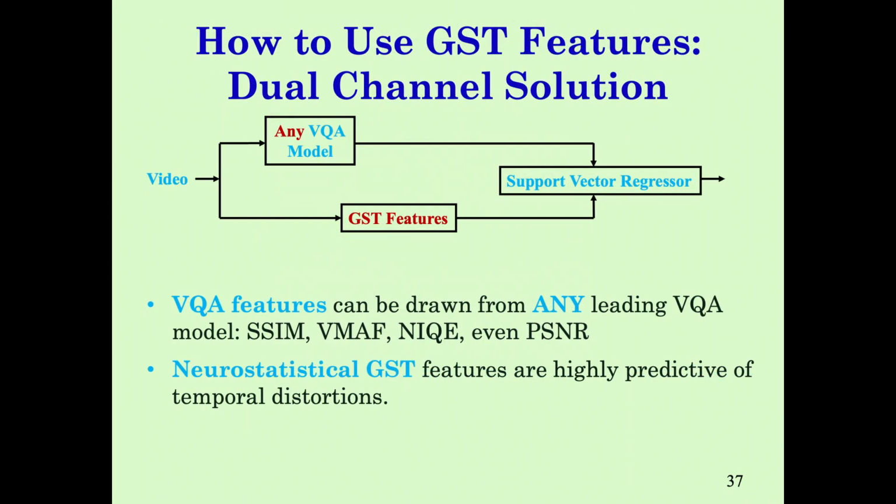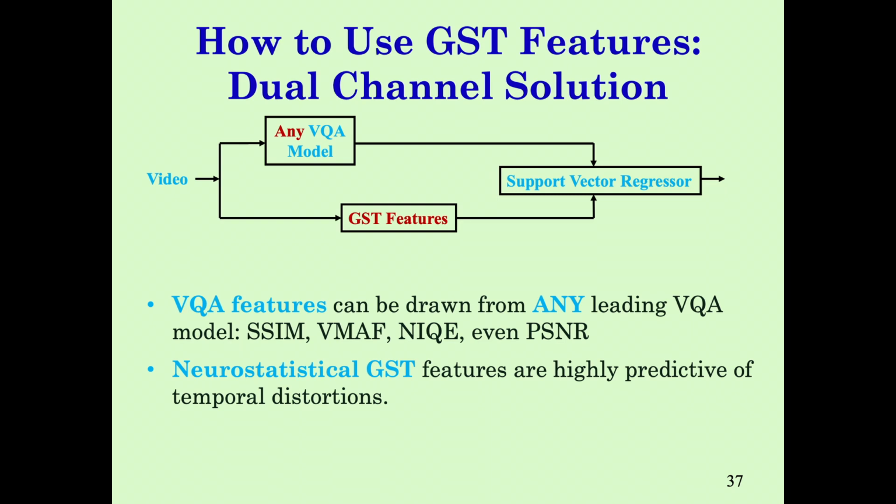So suppose you have an existing model, VMAF, multi-scale SSIM, something else out there, a deep model for video quality prediction, a VQA model. We have features which we feed to a simple learning model. We can also compute these new features in a parallel track. We're not subtracting information, we're adding this new information. These neurostatistical features are very powerful for measuring the kind of distortions I've been demonstrating.